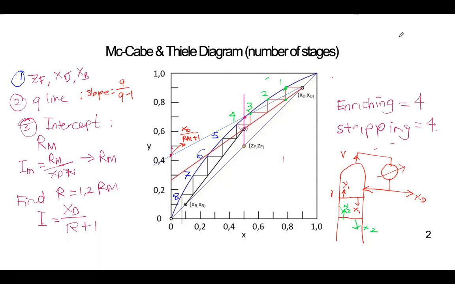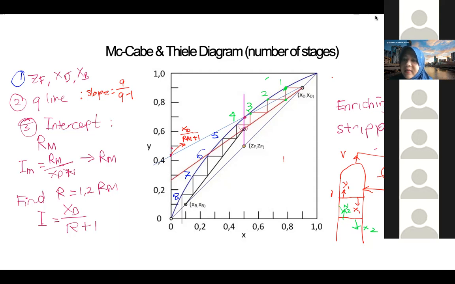So how many stages is the enriching section? Nadifa, how many stages is the enriching section? 4 stages. Good. How many is the stripping section, the bottom section? Without the partial reboiler, it is 3, right? And this one tells you about the partial reboiler. Okay, good.